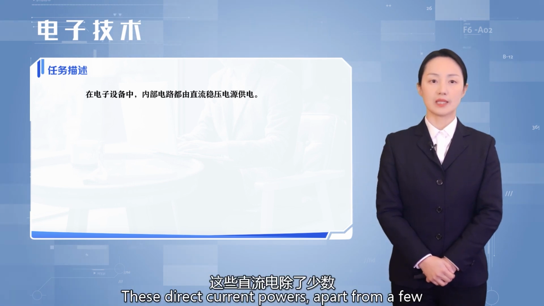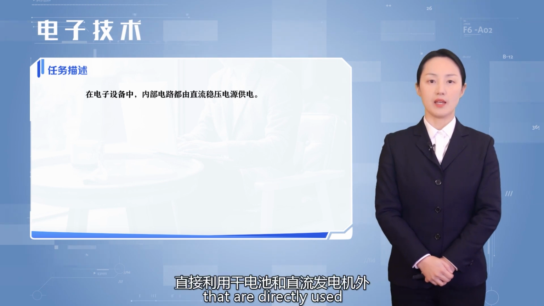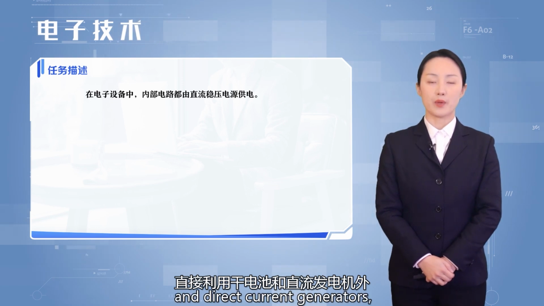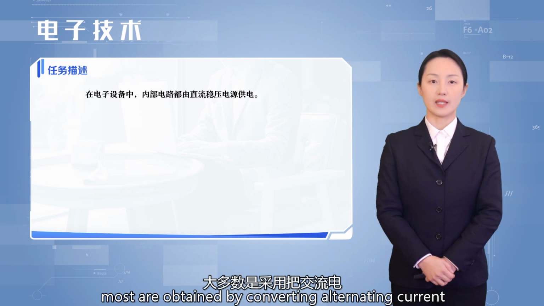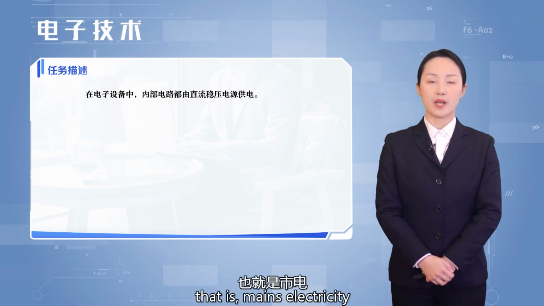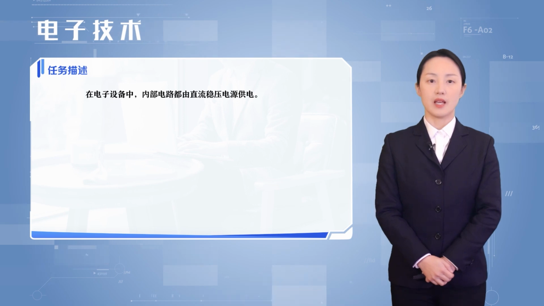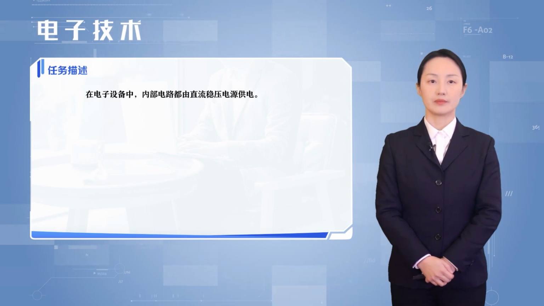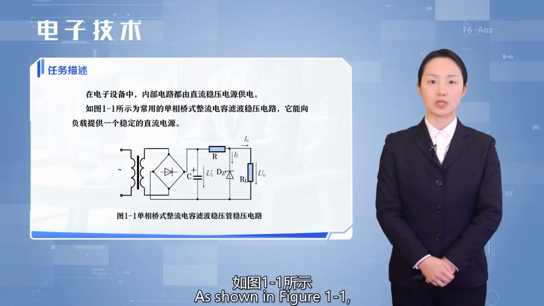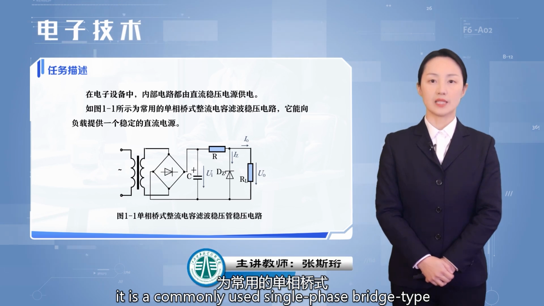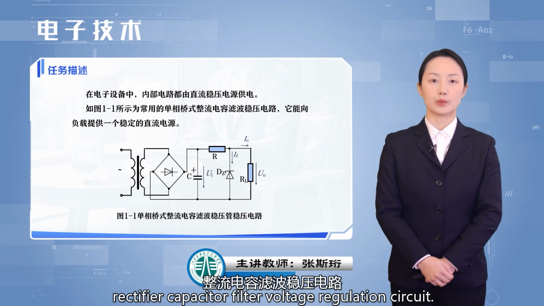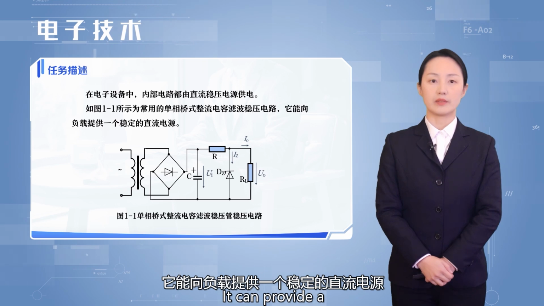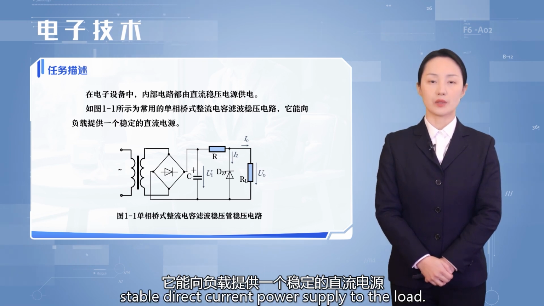These direct current powers, apart from a few that are directly used from dry batteries and direct current generators, most are obtained by converting alternating current. That is, converting alternating current into direct current using a direct current stabilized power supply. It's shown in Figure 121. It is a commonly used single-phase bridge type rectifier capacitor filter voltage regulation circuit. It can provide a stable direct current power supply to the load.